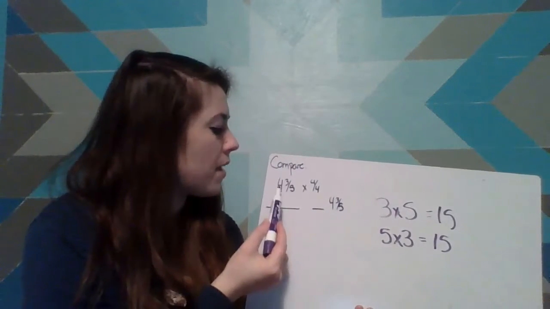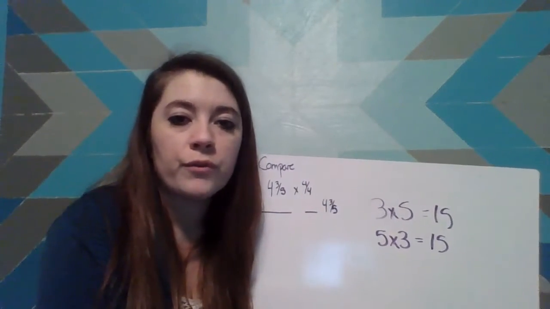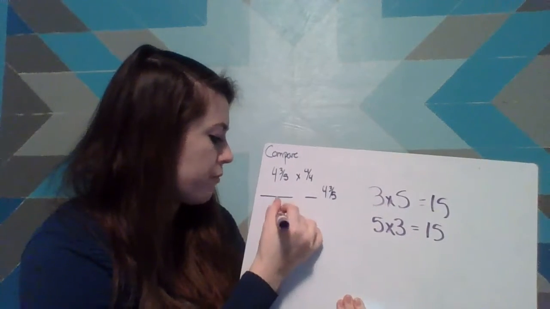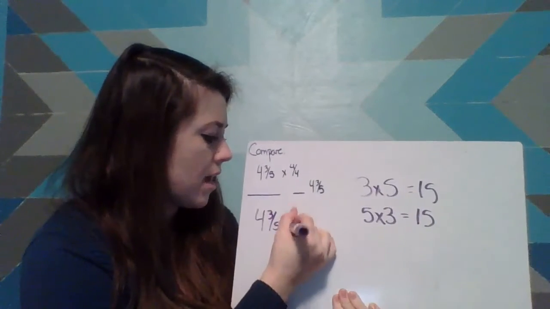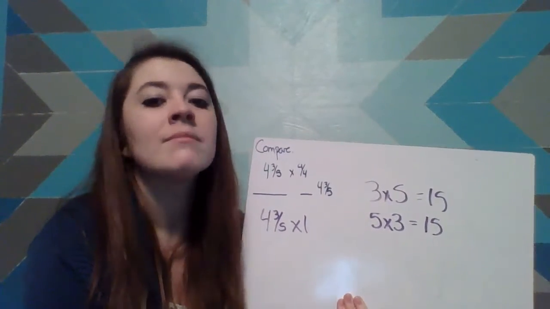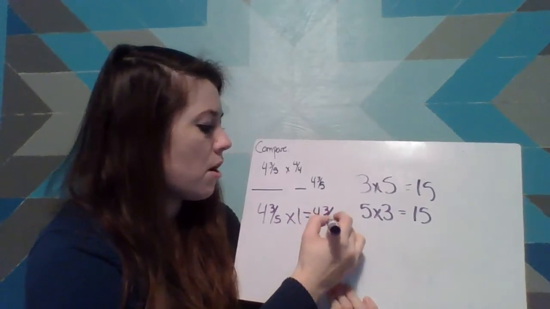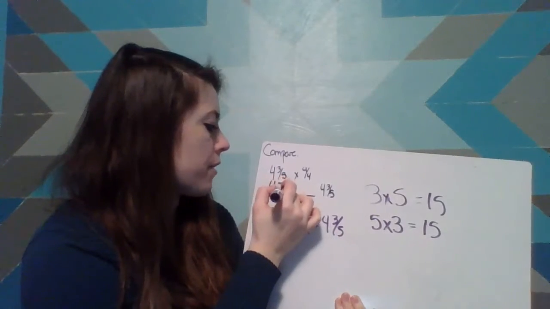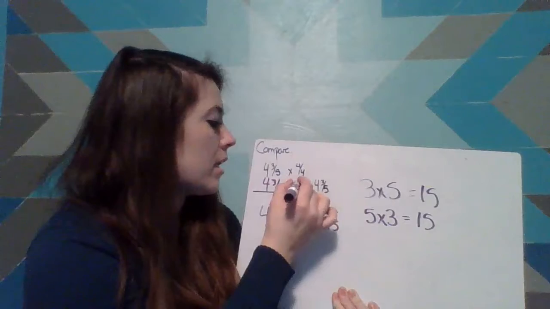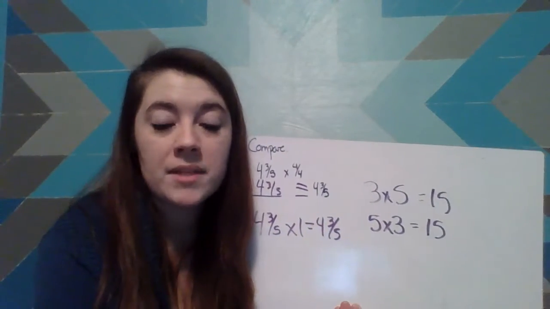All right, so looking at this, we have 4 3/5 times 4/4. What do we know 4/4 is? 1, exactly. So really this problem is 4 3/5 times 1. What's 4 3/5 times 1? 4 3/5, you got it. So what's our comparison? 4 3/5 is what to 4 3/5? Equal to. So like I said, you might have some equal to problems on here.